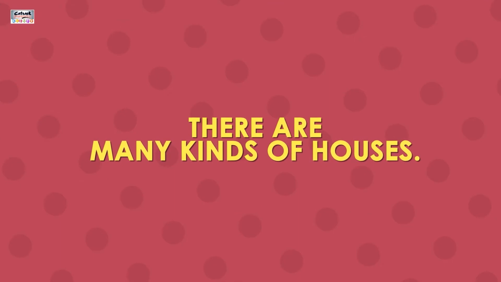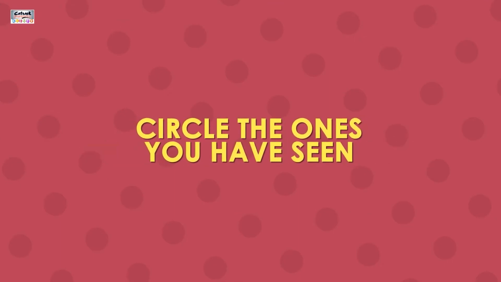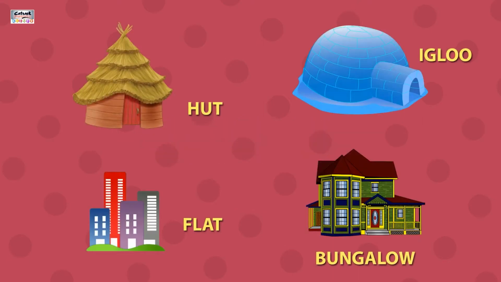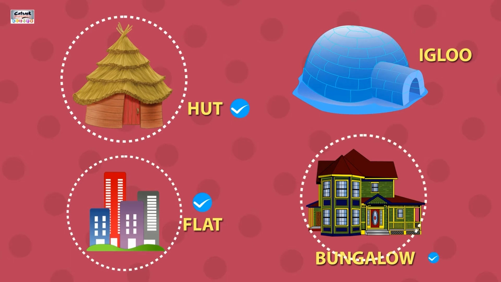Question 3. There are many kinds of houses. Circle the ones you have seen. Hut, igloo, flat, bungalow. Hut, flat, bungalow.